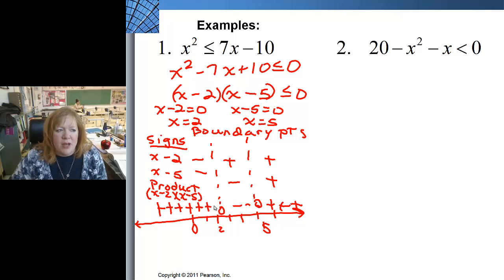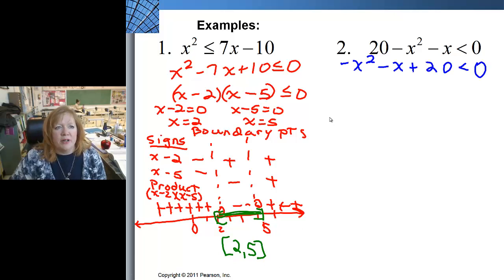Your last step, once you have everything organized, is to find which range makes our inequality true. Well, I want this side to be less than or equal to 0. So the solution is going to be where this is negative, which is between the 2 and the 5. And that's the solution for your quadratic inequality. X is between 2 and 5.